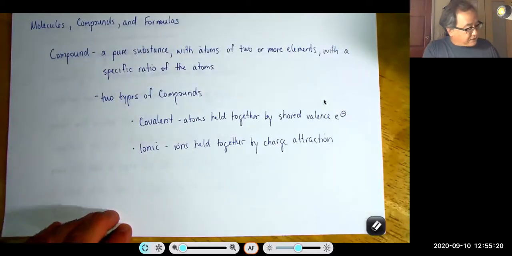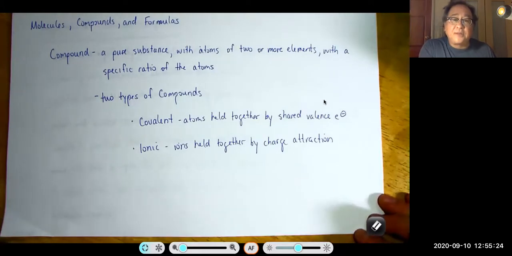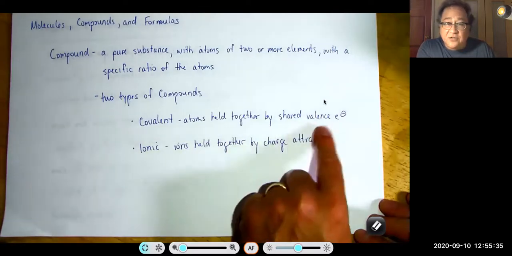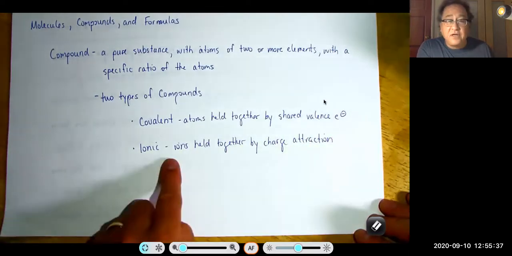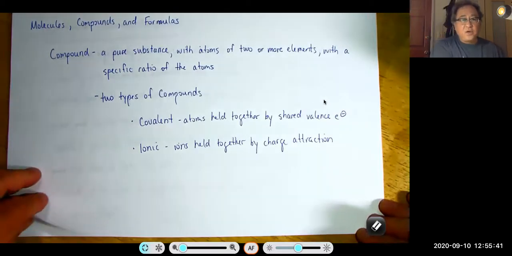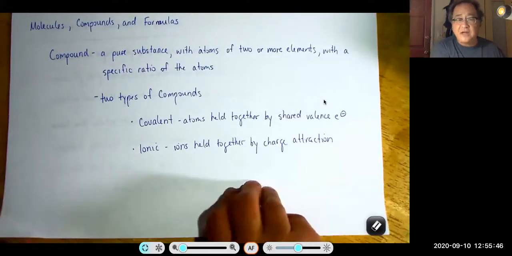So for molecular compounds and formulas, very generally, a compound is a pure substance with atoms of two or more elements with a specific ratio of atoms. There are two types of compounds. One is the covalent compound, where the atoms are held together by shared valence electrons, and there's the ionic compound, which has ions held together by charge attraction. We're going to be focusing on the covalent compounds, and then we'll switch to the ionic compounds.